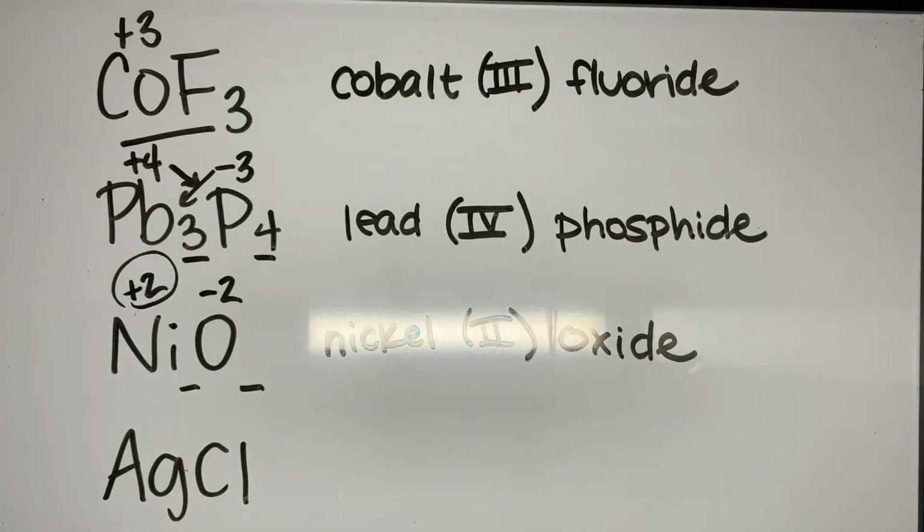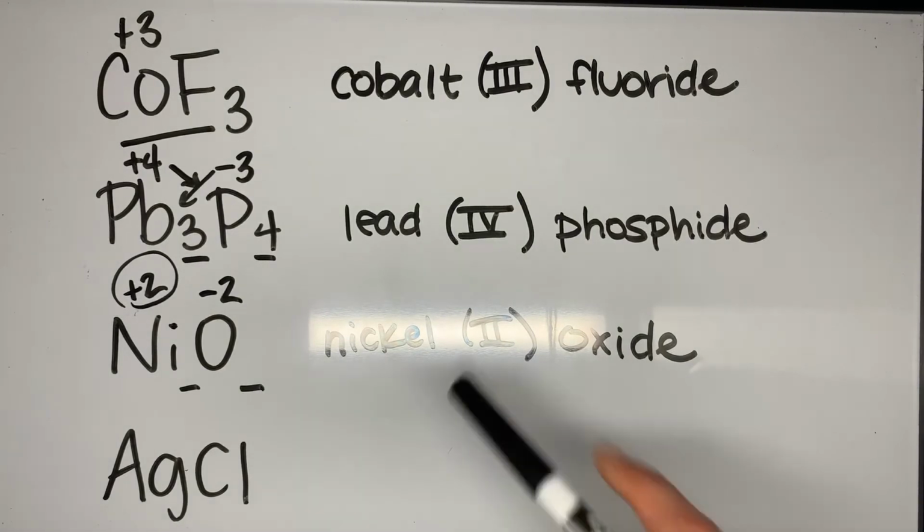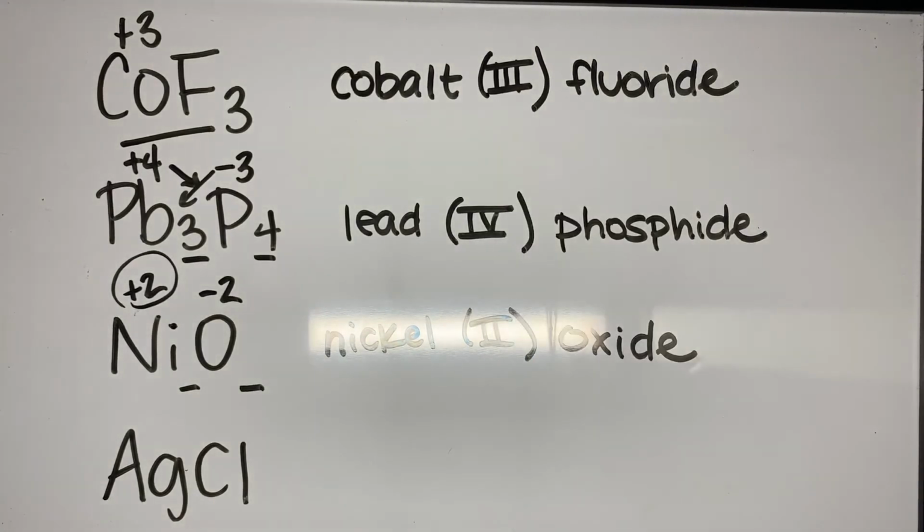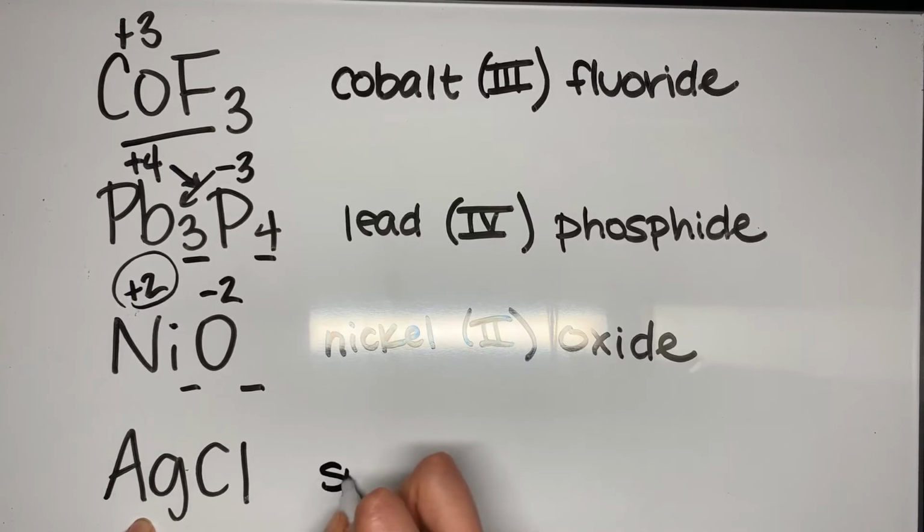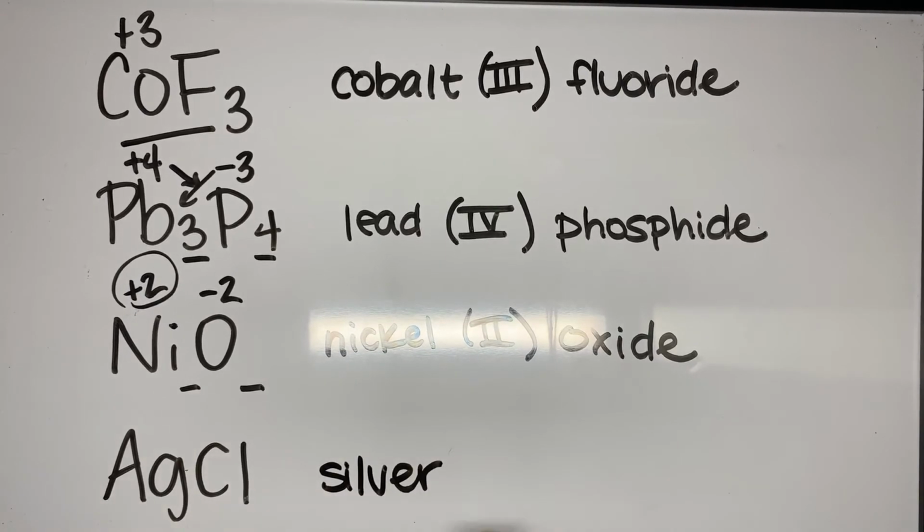So because it only can have one possible charge, you do not need to put Roman numerals after it, even though it's a transition metal. So this one would be named the exact same way that you would name a basic ionic compound. So Ag, you know, is silver. We don't put Roman numerals after it because silver is one of the exceptions. Silver and zinc can only be one charge, so you don't have to tell the reader which one it is because there's only one option.